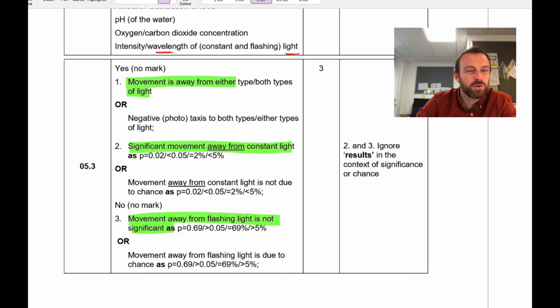Okay, so you do, strange, I didn't think that you would get any marks for actually saying the fact that both of them do move away, both of them do cause some movement away. Negative phototaxis to both types. The movement away from constant light is significant. You have to say why, because the p-value is lower than that. And movement away from the flashing light is not significant as the p-value is higher than that. Okay.